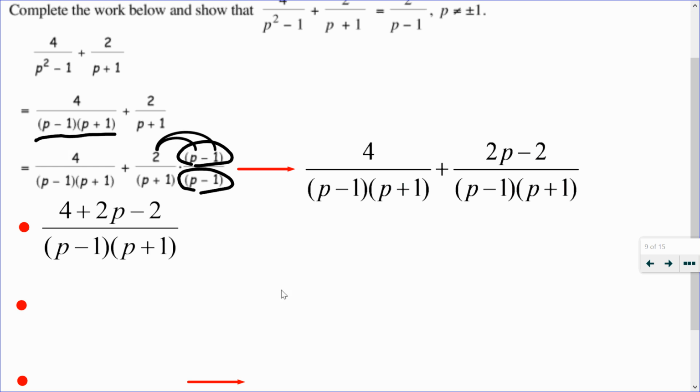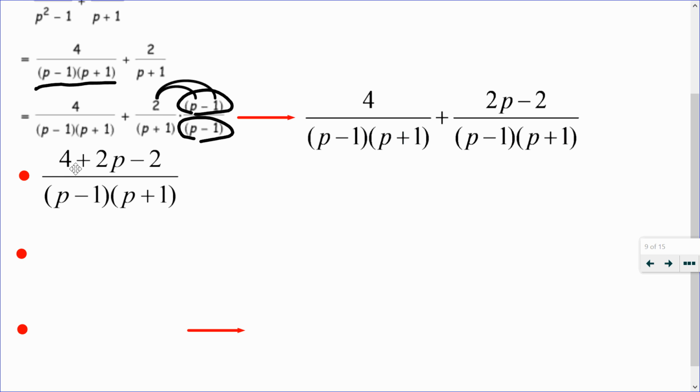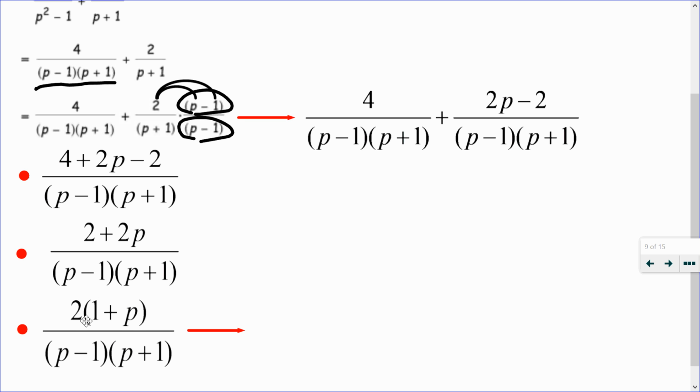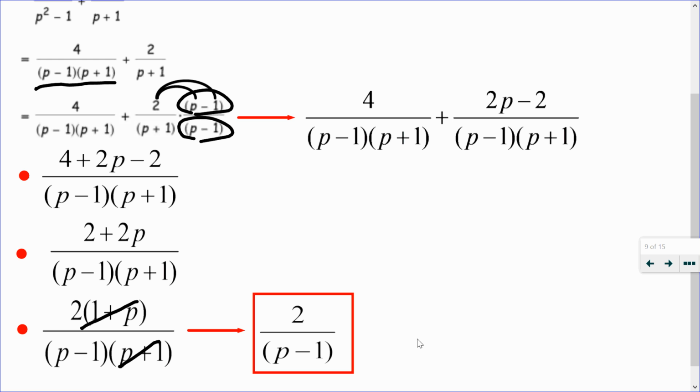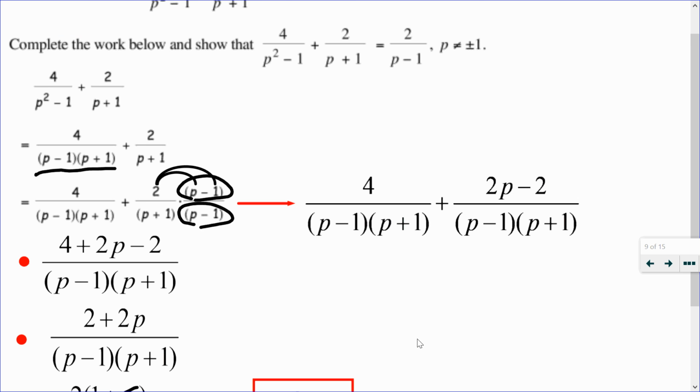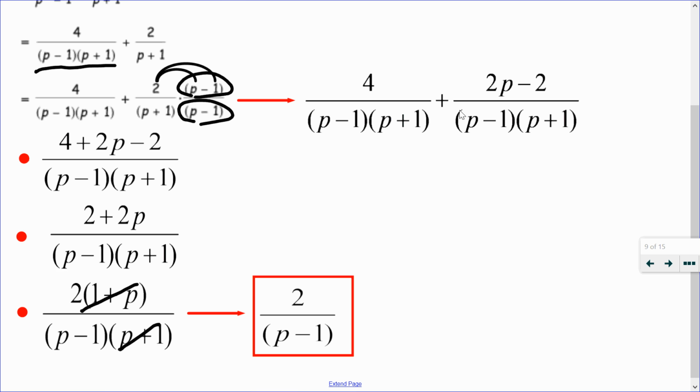So what I'm going to do is combine that as one big fraction, and then just 4 take away 2 is 2. So I have 2 plus 2p. And then I notice I have a common factor of 2. So divide everything by 2 and I get 2 times 1 plus p. And then I notice that the 1 plus p and the p plus 1 are common factors. So in lowest terms, it's just 2 over p minus 1. And then you have your restrictions stated up here. I just wanted to make sure. Okay, and that would be your final answer.